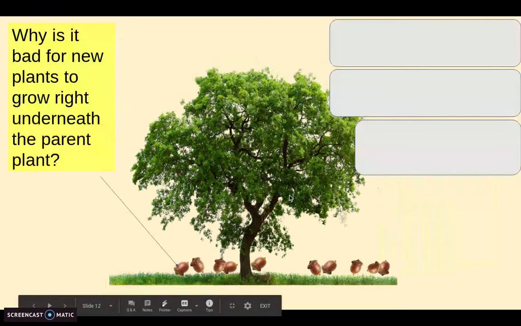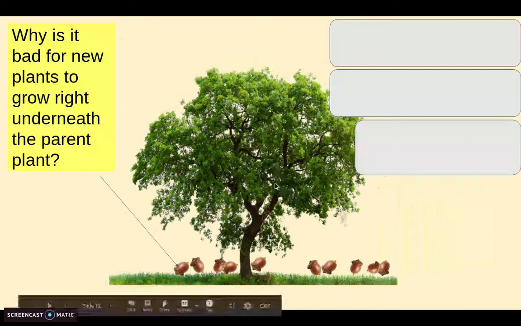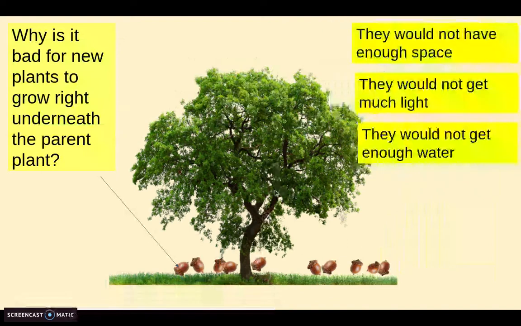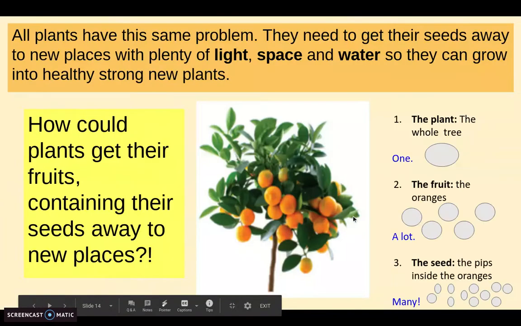No, I don't think so either. Why is it bad for new plants to grow right underneath the parent tree? Let's think about what plants need to grow. Pause the video to challenge yourself. Yeah, they would not have enough space, they would not get enough light, and they would not get enough water because this greedy big plant, its parent, would keep taking all the water.